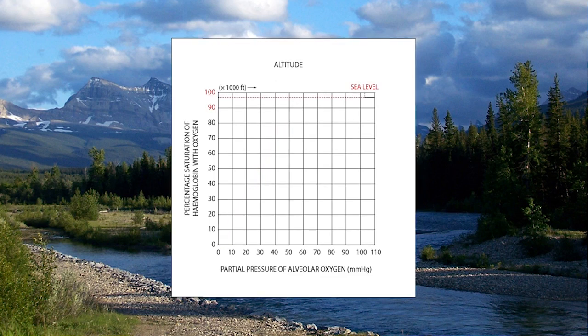Viewed from another perspective, hemoglobin is 97.5% saturated with oxygen at sea level, 87% at 10,000 feet, 72% at 18,000 feet, and 60% at 22,000 feet.